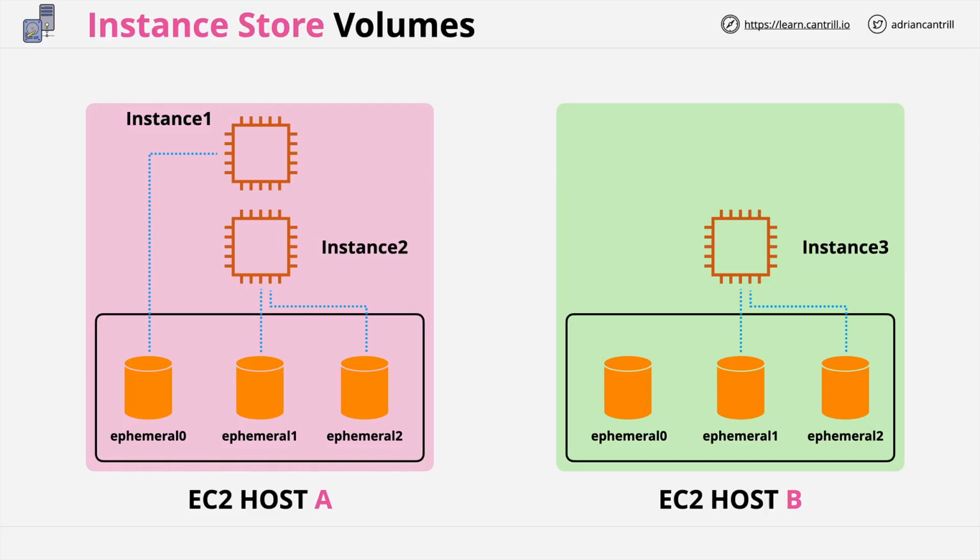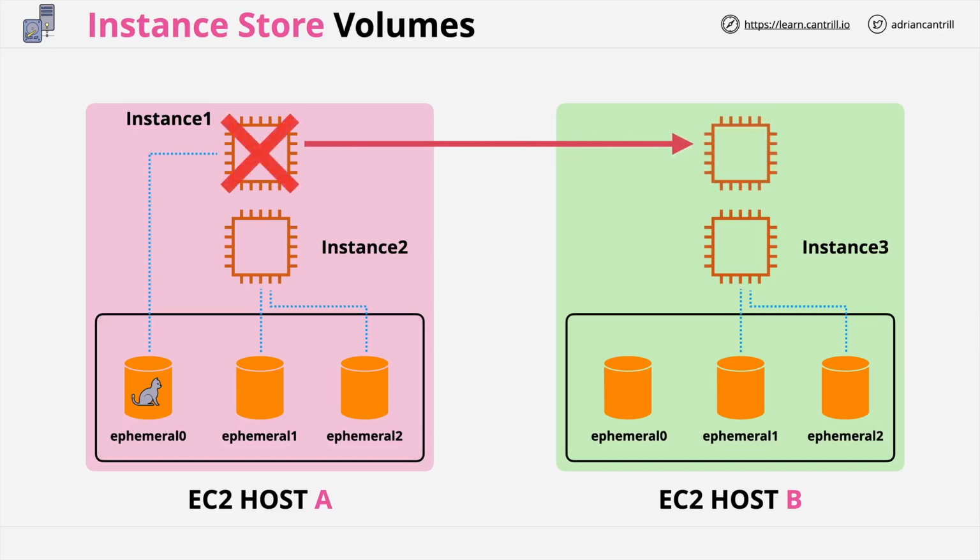Now these are ephemeral volumes, they're temporary storage. As a solutions architect or a developer or an engineer, you need to think of them as such. If instance 1 stored some data on ephemeral volume 0 on EC2 host A, let's say a cat picture, and then for some reason the instance migrated from host A through to host B, then it would still have access to an ephemeral 0 volume, but it would be a new physical volume, a blank block device.